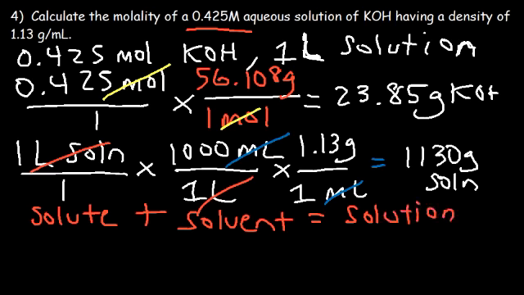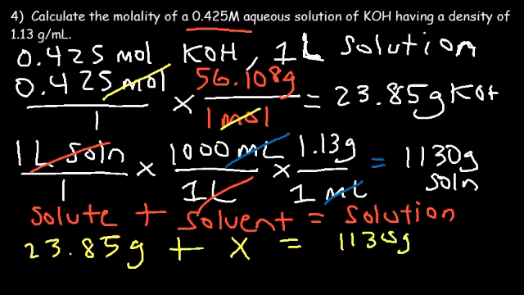So in order to find the grams of solvent, we can use this equation to get the answer. There's 23.85 grams of solute. We're going to say X is the mass of the solvent, and so the solution is about 1130 grams. So 1130 minus 23.85 will give us the mass of the solvent, and that's 1106.15 grams. That's how many grams of water that we have.